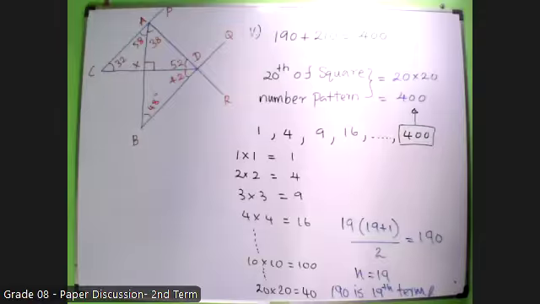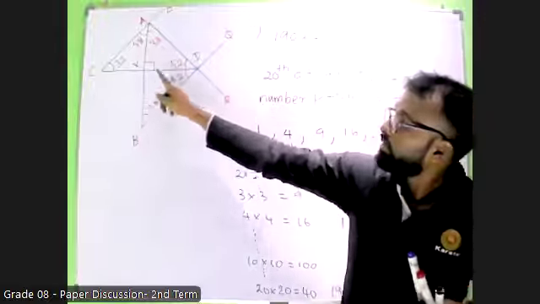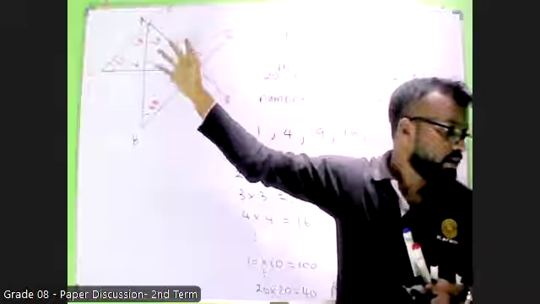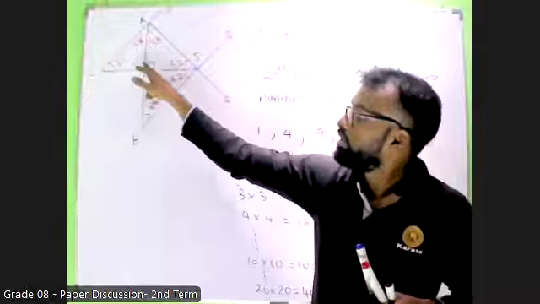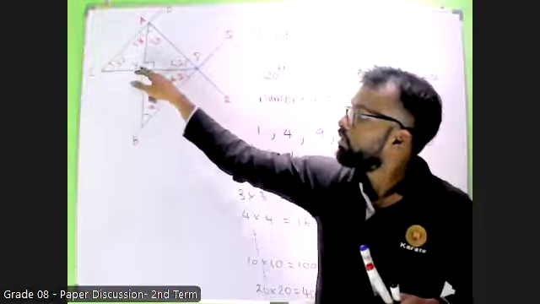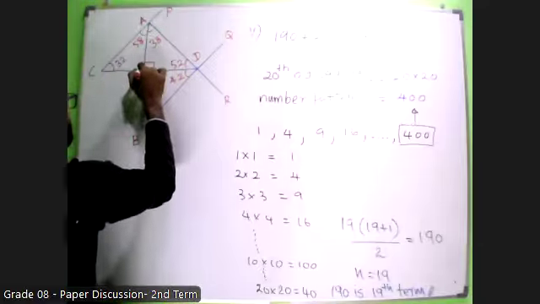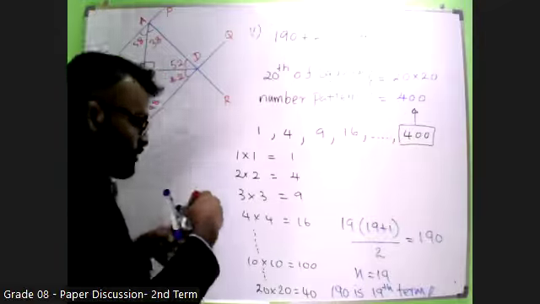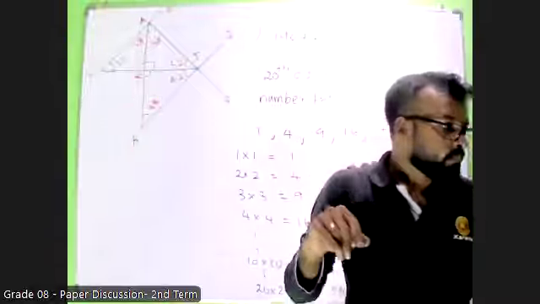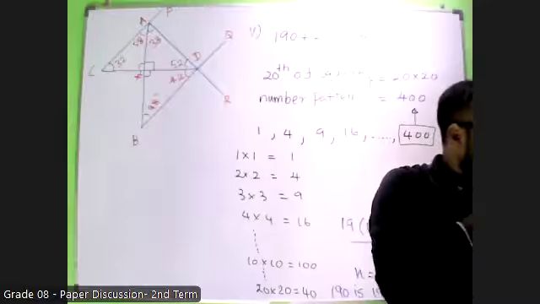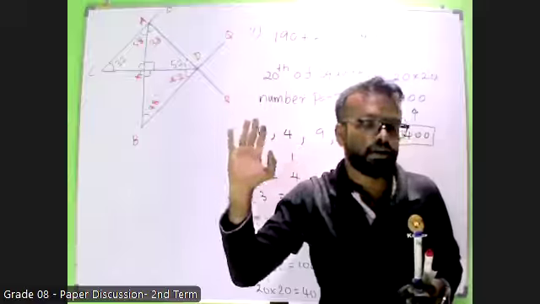AB and CD are straight lines that intersect at the point X, perpendicularly, right? So each and every angle will be 90 degrees. This is 90 degrees, this is 90 degrees, and this is 90 degrees. So they intersect perpendicularly, and each and every angle will be 90 degrees. Inside the bracket they have given 90 degrees.